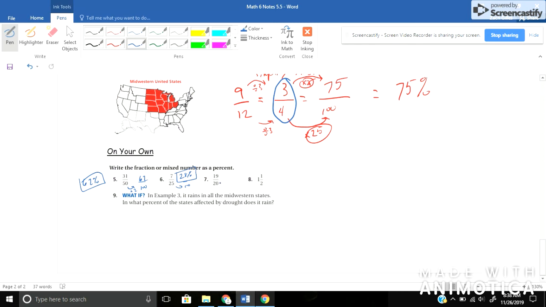Next one, to get from 20 to 100, you need to multiply by 5. So 19 times 5 would give you 95%.